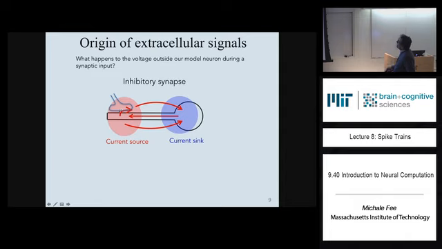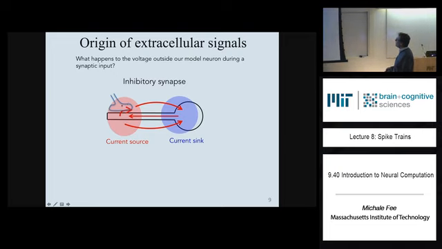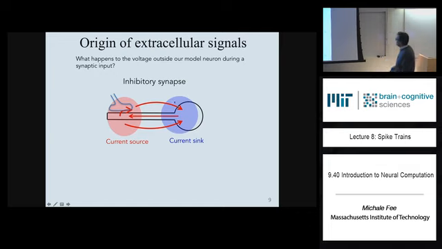Okay, things look different when you have an inhibitory synapse. In the case of an inhibitory synapse, for example, if GABA is released onto this GABAergic synapse, it opens chloride channels. Chloride is a negative ion that flows into the cell, but that corresponds to an outward going current. So now we have the region around the inhibitory synapse looking like a current source. Current flows through extracellular space to the soma, where the soma now looks like a current sink.